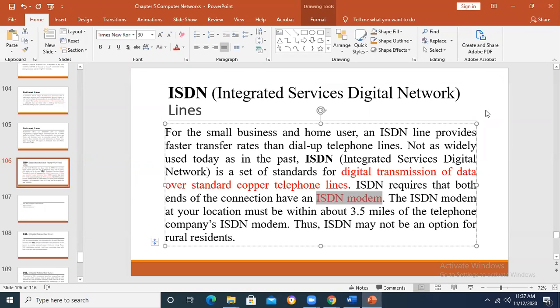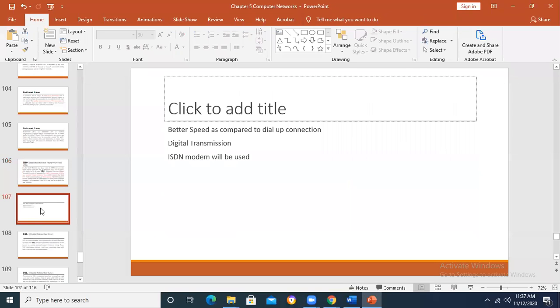And one important thing is that the ISDN modem at your location must be within 3.5 miles of the telephone company's ISDN. The company's service that you are using, its ISDN should be within 3.5 miles from your location. So that's why we say that it is not normally used in rural areas.